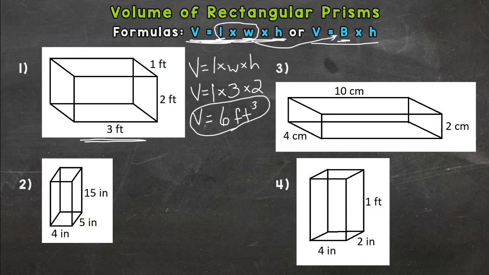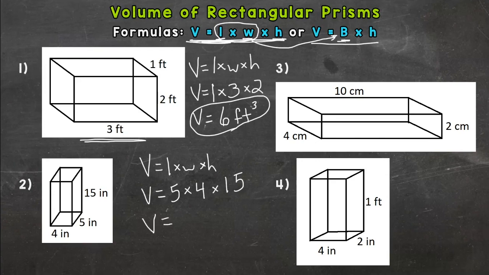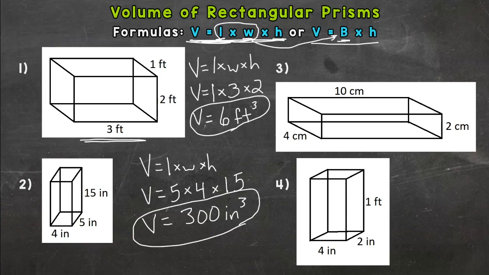Now let's go to number 2 here. Write out our formula. Volume equals length times width times height. Plug in. Length going back is 5, our width is 4, and our height is 15. So what we would do now is multiply these out, and we would get 300 inches cubed, or 300 cubic inches. 5 times 4 is 20, times 15 is 300. 300 inches cubed.